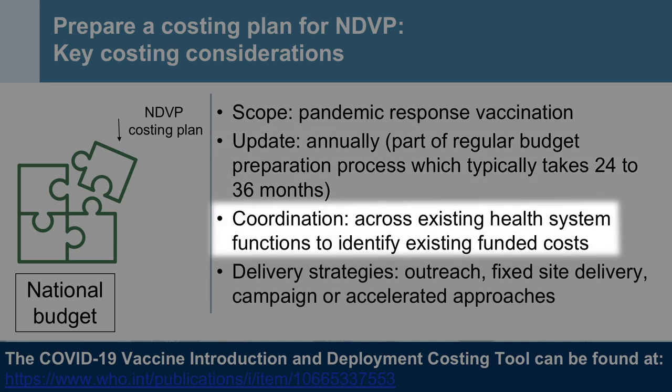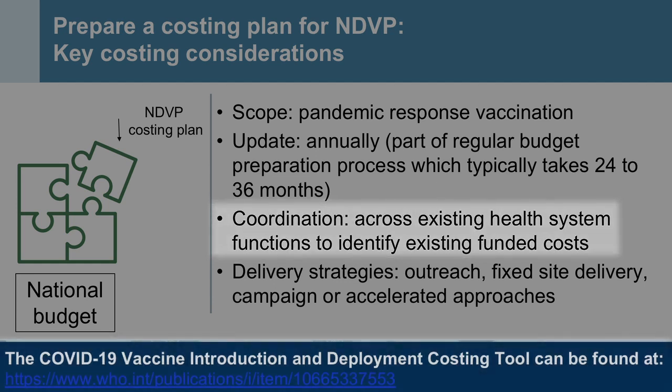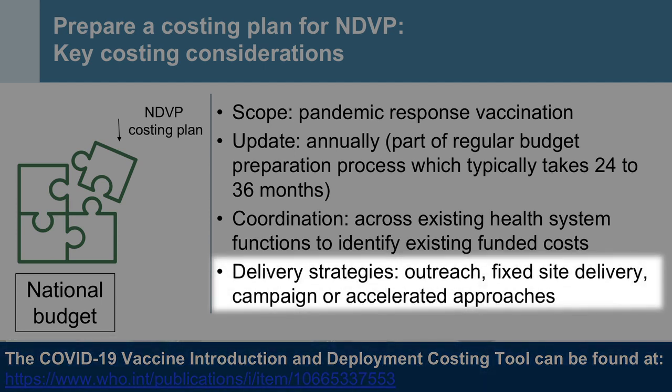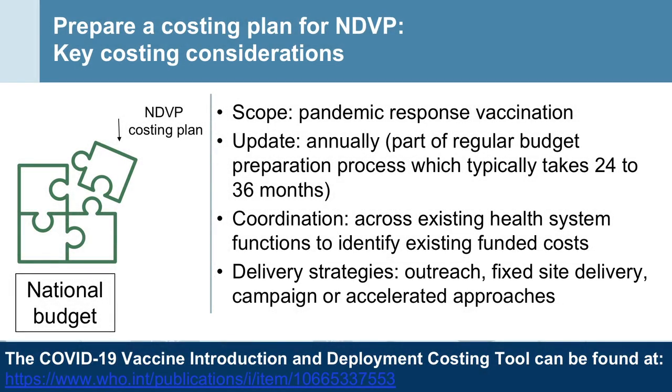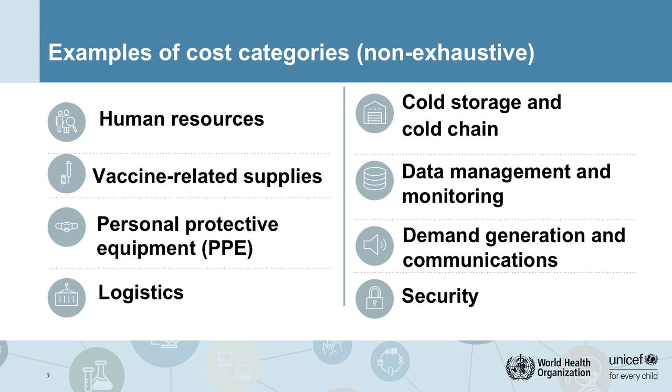Budget preparation should be coordinated with existing health system delivery budgets, such as supply chain, facilities, health workers, data systems, to identify existing funded costs. An NDVP costing tool is available on the WHO website, and you can see the link at the bottom of the slide, which will help cost different delivery strategies. Examples of cost categories. Here is a non-exhaustive list of cost categories, from human resources to demand generation and communication.